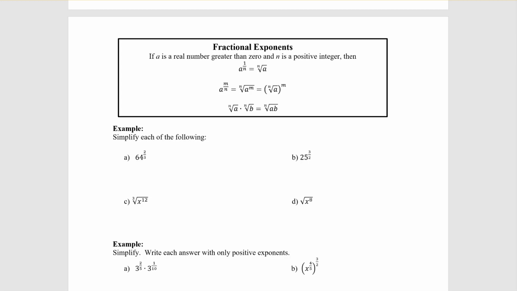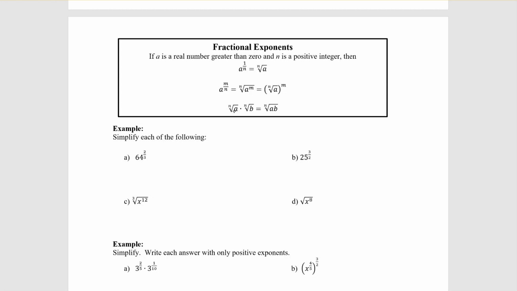On page 3 of your notes, we talk about fractional exponents. When we do that, we're looking at a base of a, which is a real number greater than 0, n being a positive integer. Then we can talk about a to the fractional exponent 1 over n equals the nth root of a. Similarly, a to the m over n is the nth root of a to the m power, and we can pull the power outside of the radical.